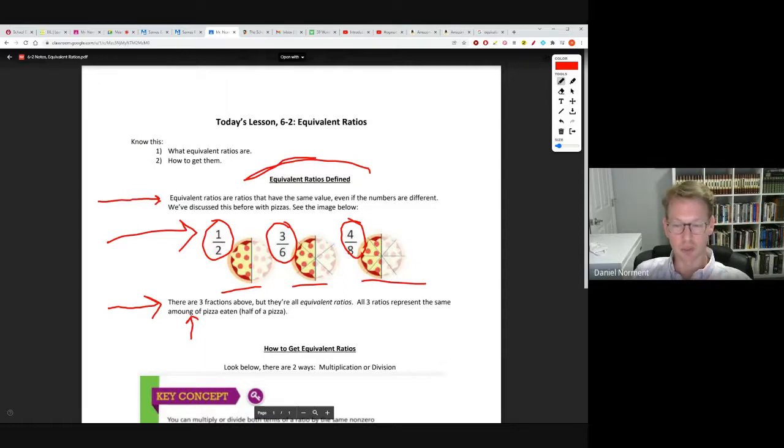So all three ratios represent the same amount. There's a T right there of pizzas eaten, which was half of a pizza that has been eaten. Now let me get rid of this.